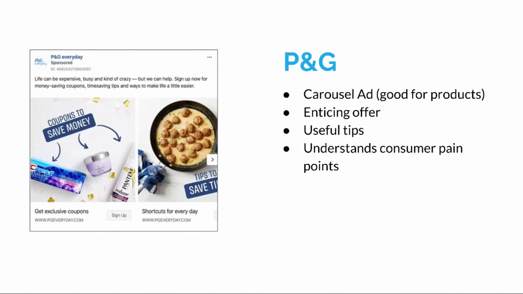But a Procter and Gamble one here. This is a carousel ad, which works really well if you're selling products, especially if you're selling multiple products. It's a good chance to showcase a few different products instead of just one image. A bit more effort to create because it involves uploading several graphics, but I don't think it costs more or anything like that. And I've had a good experience running carousel ads.